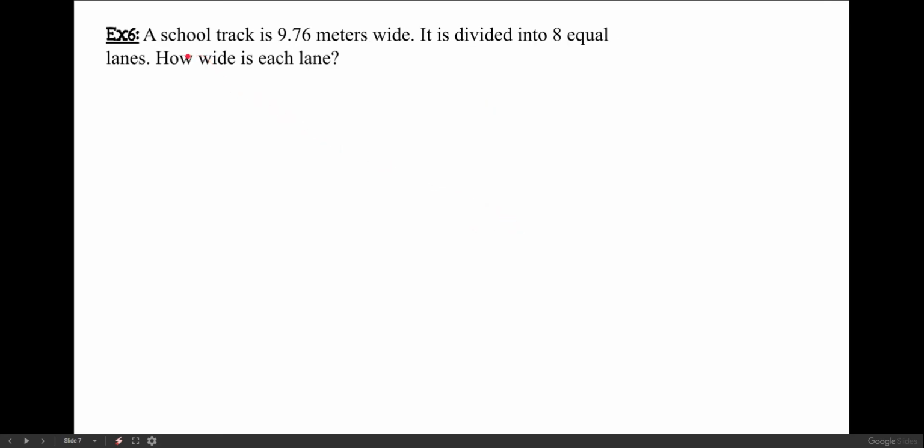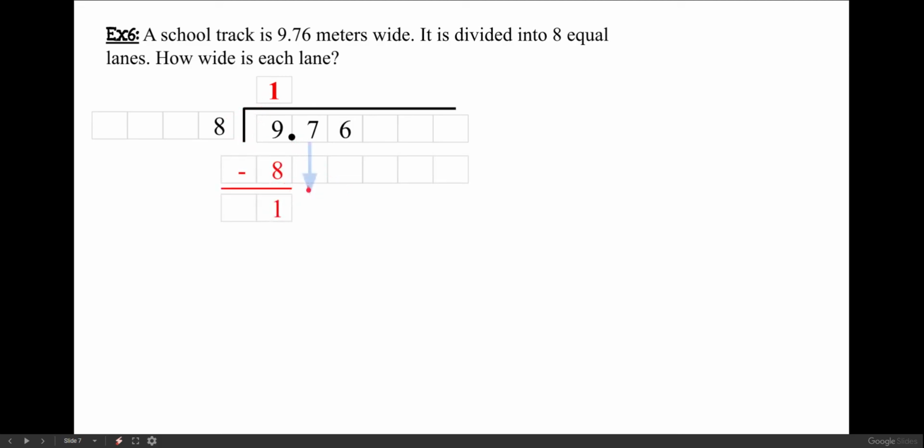Let's try another word problem. A school track is 9.76 meters wide. It is divided into 8 equal lanes. How wide is each lane? So if each lane is equal in width, we need to divide. So 9.76 divided by 8 equal lanes. 9.76 divided by 8. So how many times does 8 go into 9? It goes in once. 1 times 8 is 8, and you end up with 1. Bring down 7. How many times does 8 go into 17? Well, it goes in twice. And 8 times 2 is 16. And you subtract, and you end up with 1.